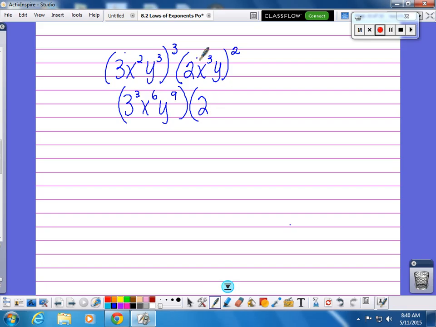2 to the 1 times 2 is 2. X to the 3 times 2 is 6, and Y to the 1 times 2 is 2. Now, you'll get to a place where you'll just skip that step and move on to the next step. What is 3 to the 3rd? 27. Good. So 27, x to the 6, y to the 9.